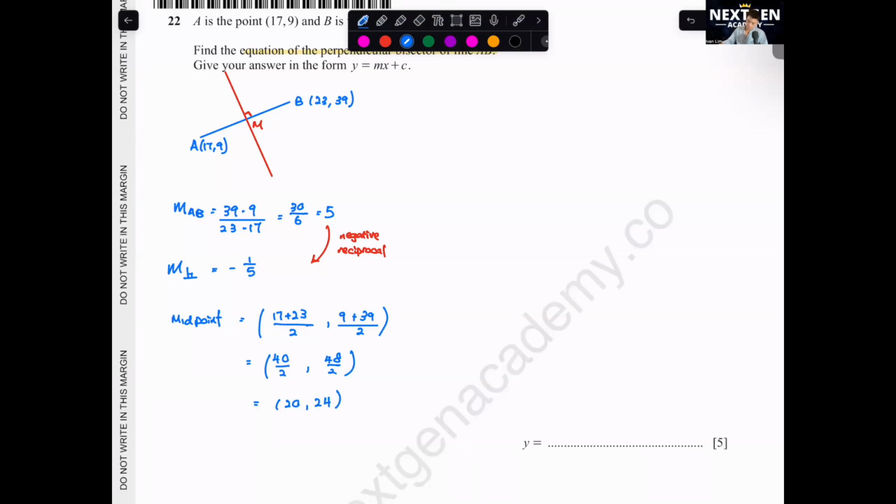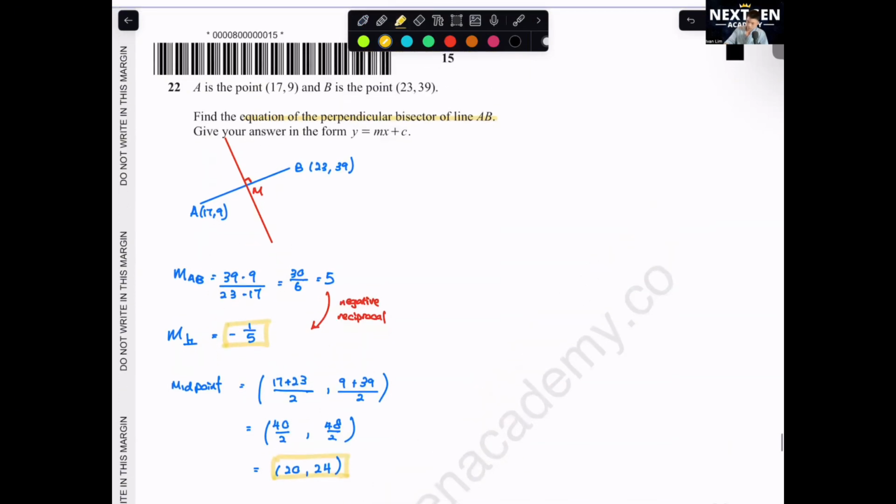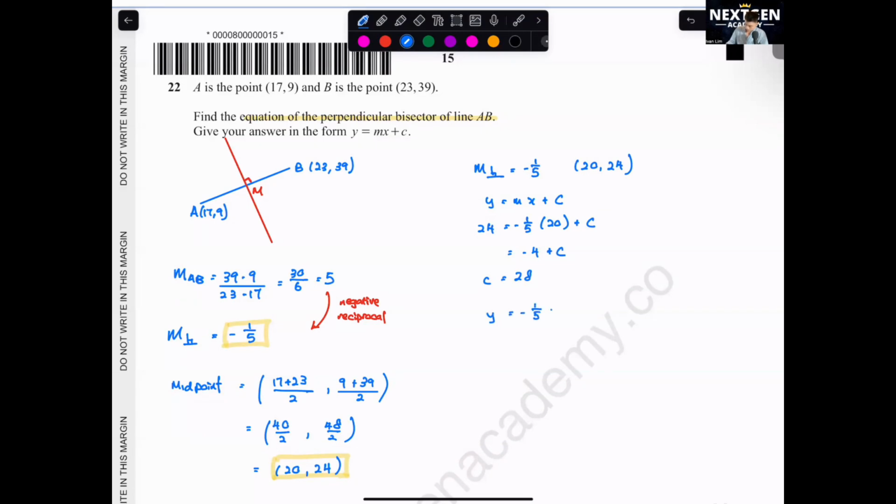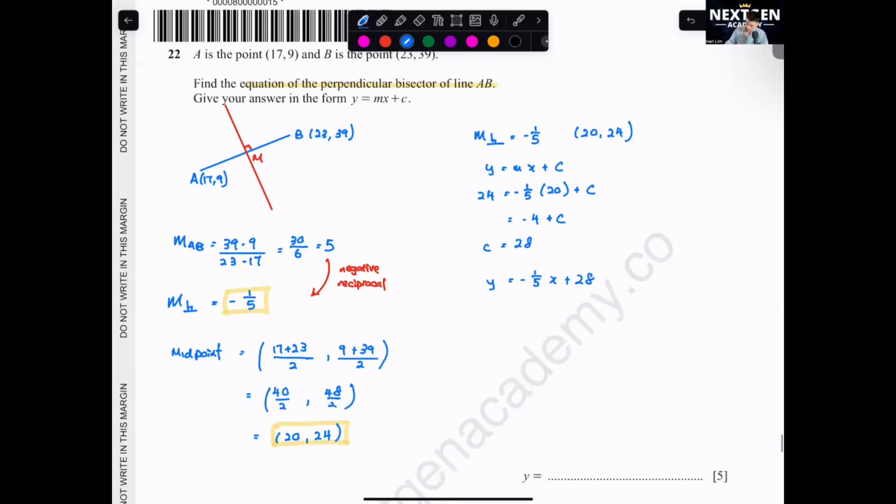Okay, the next one. Now we have this and this. Okay, you need to select the correct points also. So the points is gradient -1 over 5, and your point 20, 24. We substitute into y equals mx plus c. We need to find what's the c value. So 24 equals to -1 over 5 times 20 plus c. Okay, this will be -4 plus c. C will be equals to 28. Okay, therefore, your final answer, y equals to -1 over 5 x plus 28.